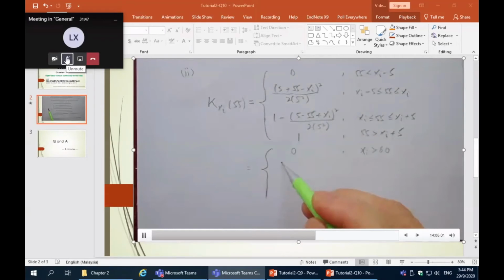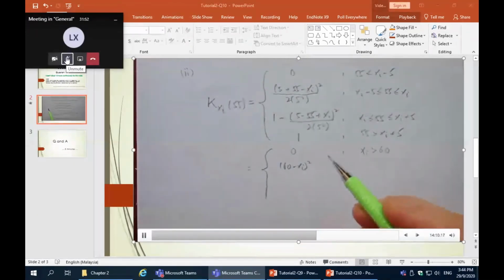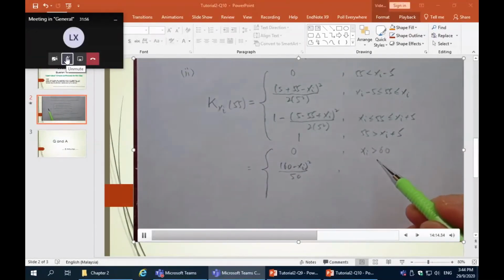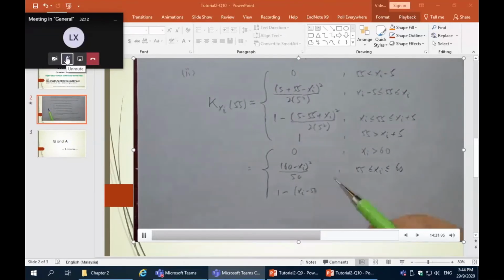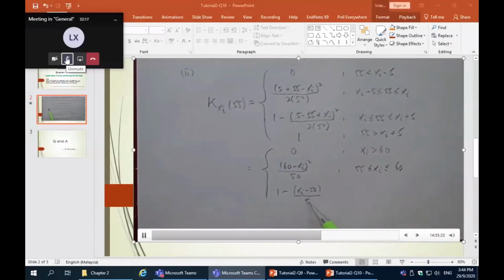The next will give me the expression with 60 minus xi, squared, divided by 50, in this interval where xi is bounded from 55 to 60. This will give me 1 minus the quantity xi minus 50, divided by 50, at this interval where xi is bounded from 50 to 55. I have a square here; I missed out the square, but it's okay, the answer will be correct. Okay, carry on. The last result, the k is 1 when xi is less than 50.